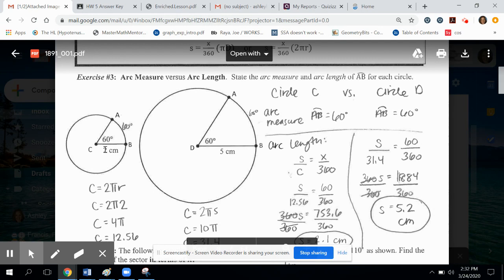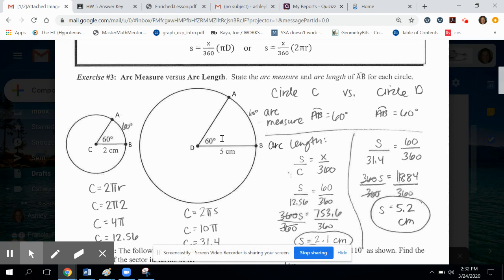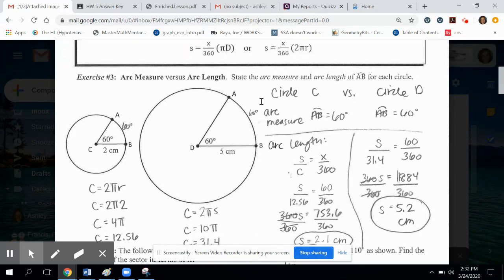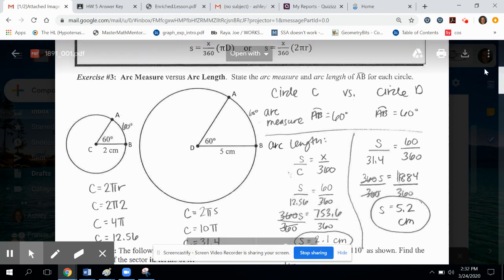Arc measure, we've already done that. We know that if the central angle is 60, this arc takes up 60 degrees of the circle. So that would be considered the degree measure, the arc measure, any of those terms. So both these circles, all circles are similar. But both these circles show you a sector that takes up 60 degrees of the arc.